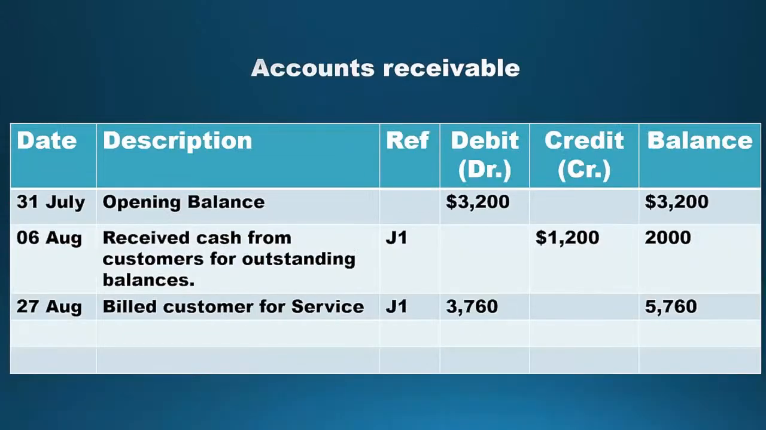Posting to the ledgers. Accounts receivable ledger. 1. Date. Write the date, August 27. 2. Narrative. Add the narrative: Billed customers for services performed during August. 3. Reference. Include the journal reference, J1. For amount, enter $3,760 in the debit column. We debit accounts receivable because this represents money the company expects to receive from customers, and increases to assets like accounts receivable are recorded on the debit side.